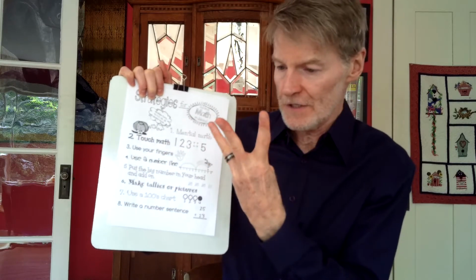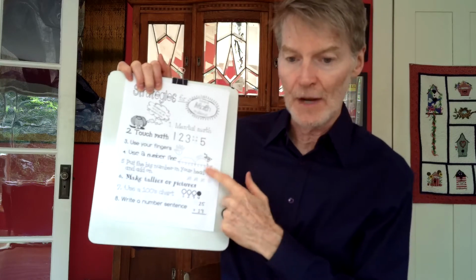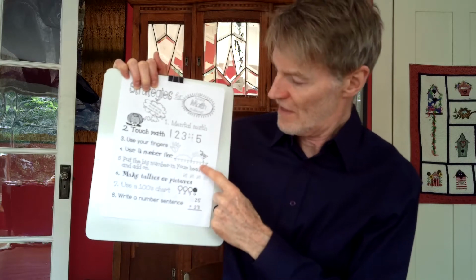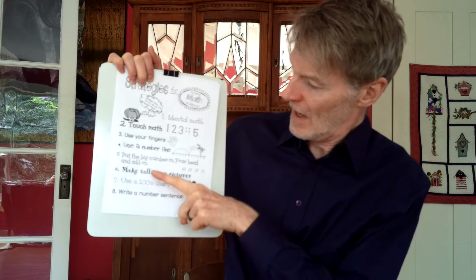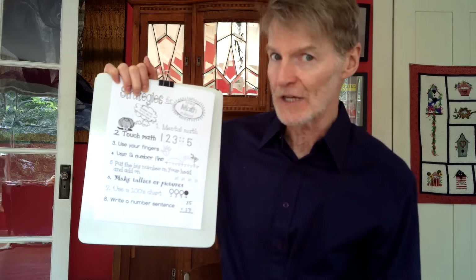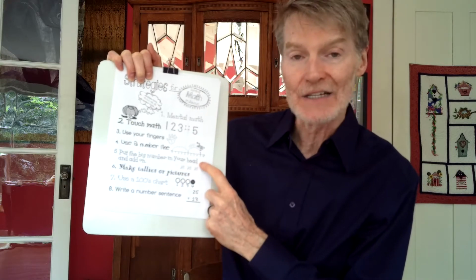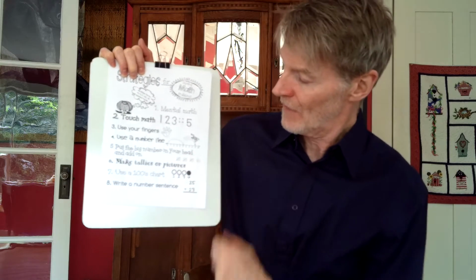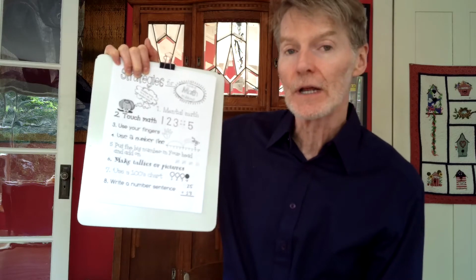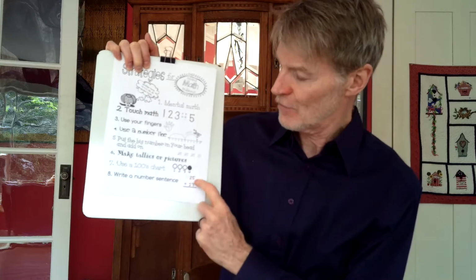There's use your fingers, counting on and counting past. I'll help you with that. We have a number line. I'll be working with you with that this week. And put the numbers in your head and then add on. It's a computation strategy we'll be talking about. We have tallies, using tallies or pictures to help you when you're working. Use a 100s chart, and people should have that. If not, I'll post one to be sure you've got that. And then to write a number sentence, and that's the equation things.